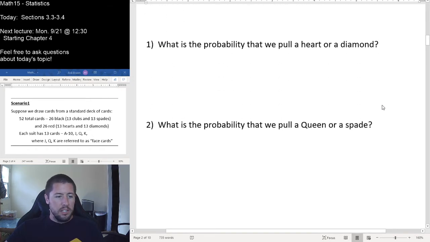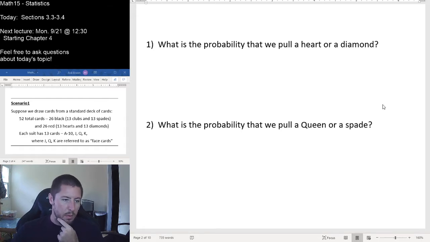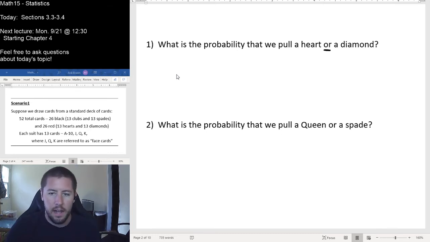So let's try and answer these two questions in relation to the scenario that we're looking at right now. The first question is, what is the probability that we pull a heart or a diamond? You should notice that the special word here is "or," that is between the two possible events of interest.